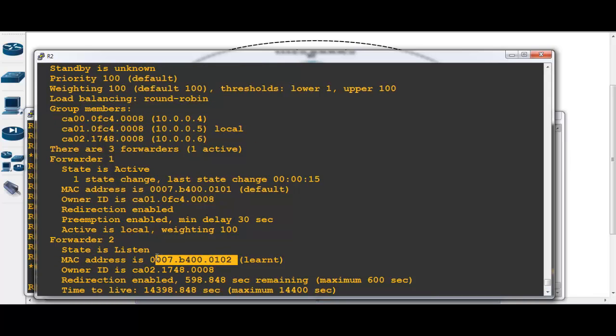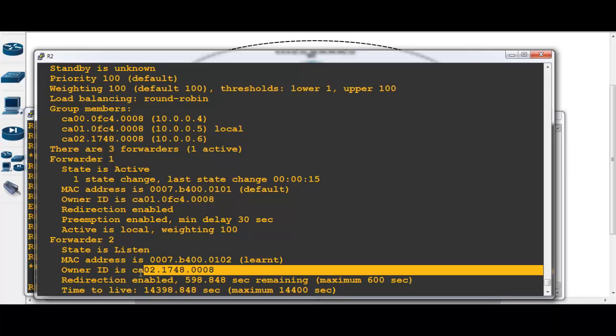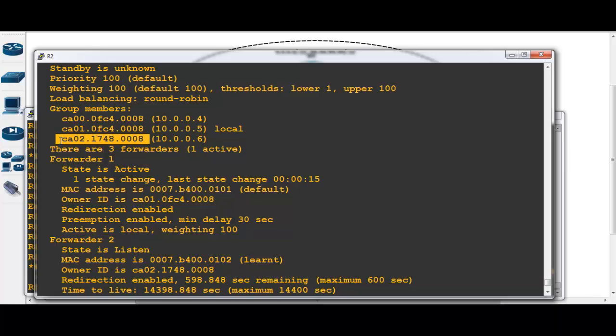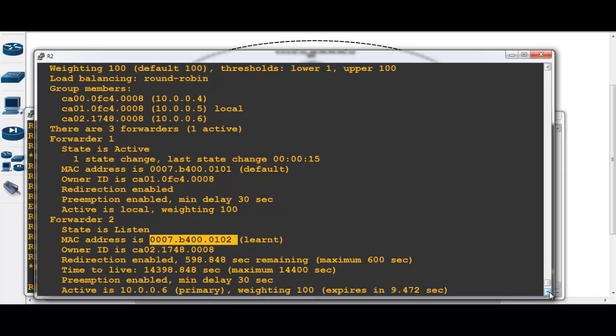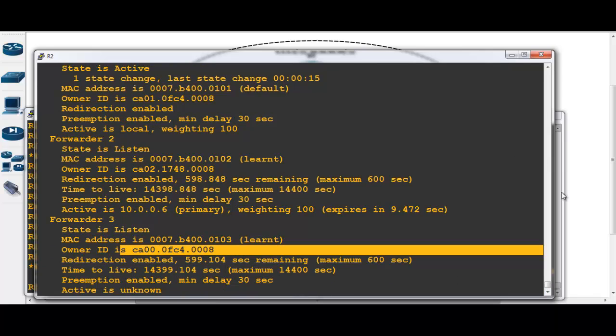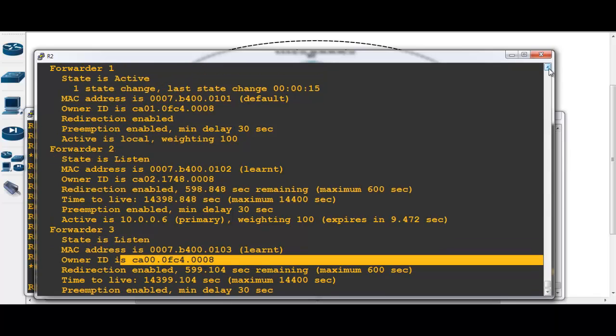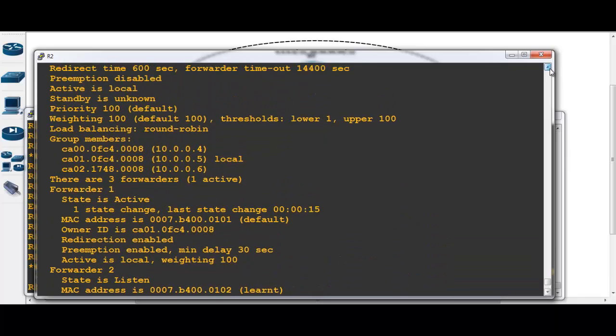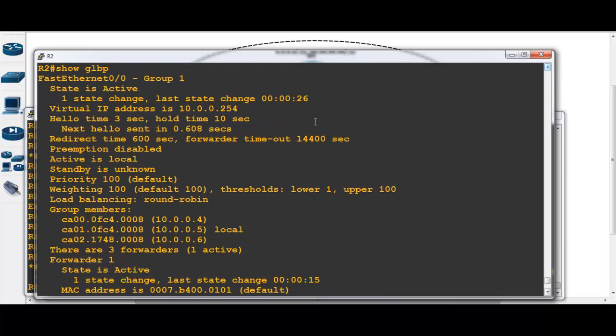GLBP's MAC address. Sorry, this is router 3's MAC address. This is router 3's MAC address. You can see it here, 10.0.0.6. It has given a virtual MAC address, a separate virtual MAC address. Likewise, for router 2, it has given a separate virtual MAC address, 103. So this job is taken care of by the AVG, the active device. This is active as an AVG.